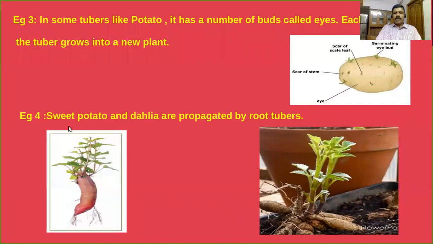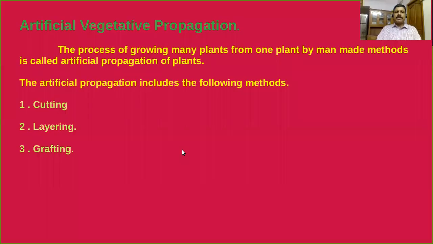Okay, last one, in the case of sweet potato and dahlia, you can see that the new plants are developed from the roots, especially the root tubers. Is it clear? Sweet potato and dahlia are propagated by using their root tubers. Next one, we have to discuss in detail artificial vegetative propagation.